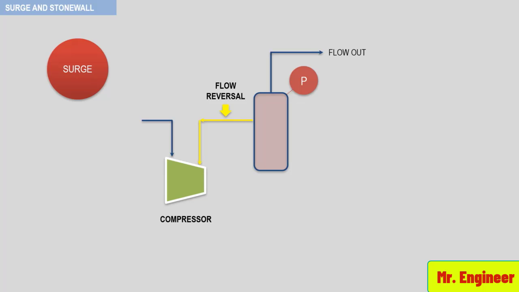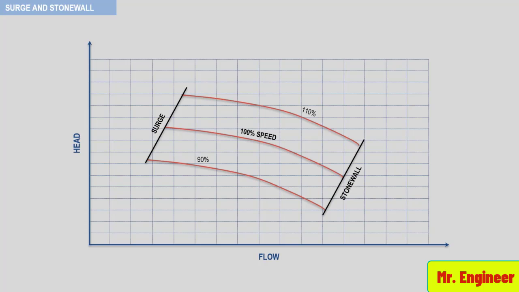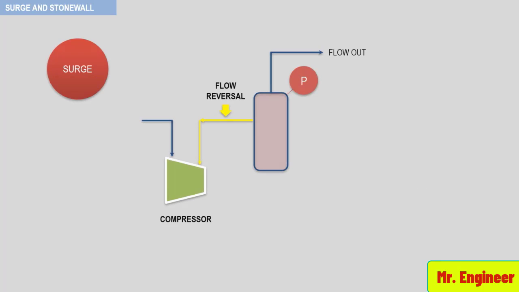Examining a typical compressor performance curve, we can see that as the head required increases, the operating point will move towards the surge or instability line. When the operating point intersects the surge line, a flow reversal will occur, causing the operating point to enter the negative flow region of the performance curve. This causes the vessel in our process system, seen here, to be evacuated.